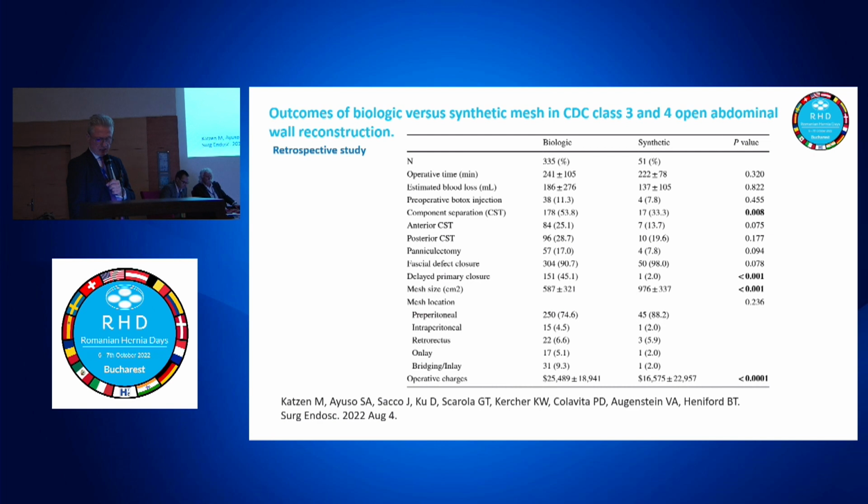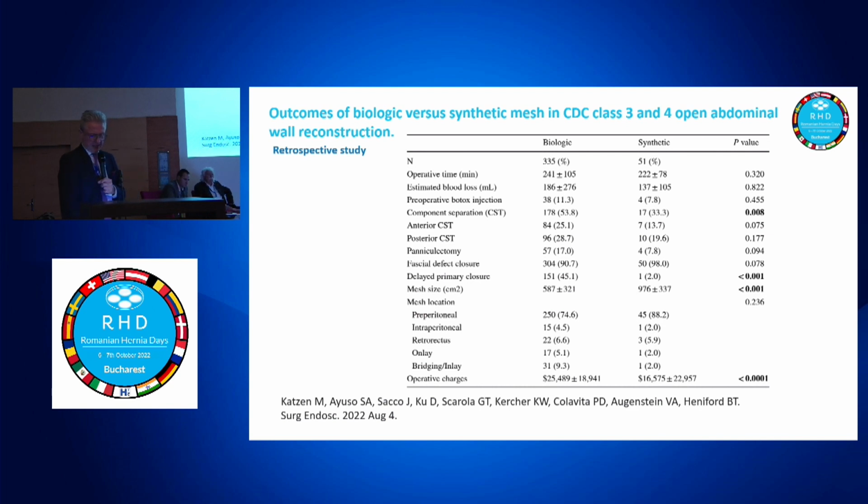only 33% in the synthetic group. And look at the delayed primary closure, 45.1, which means open abdomen treatment, and this was significant, and only 2% in the synthetic group. Looking especially at the mesh size, you see the big meshes were implanted in the synthetic group. And at the end, if we look at the bridging or inlay, almost 10% versus 2%.